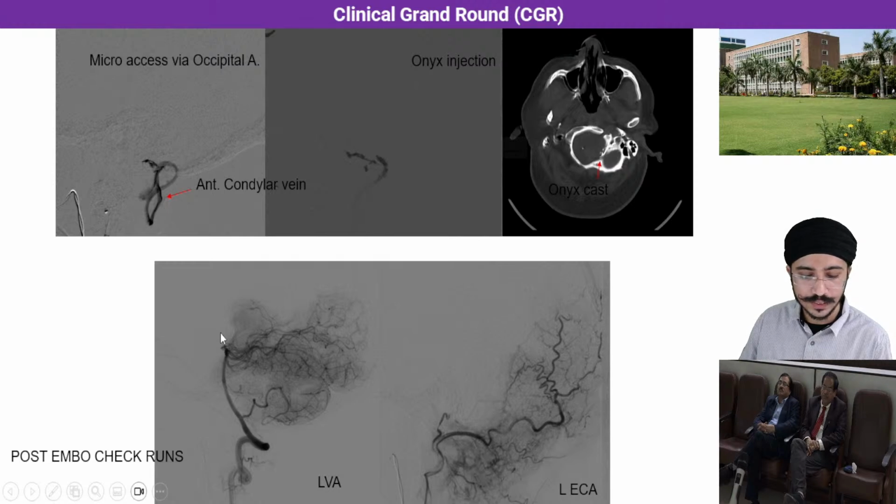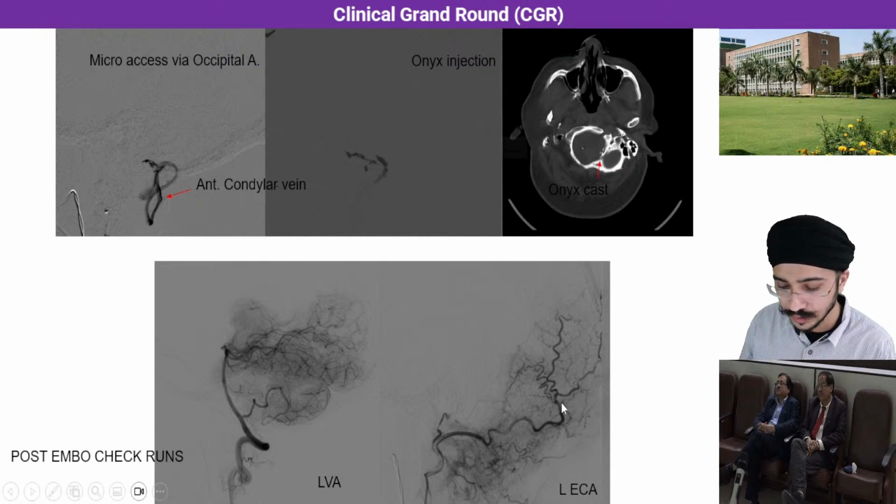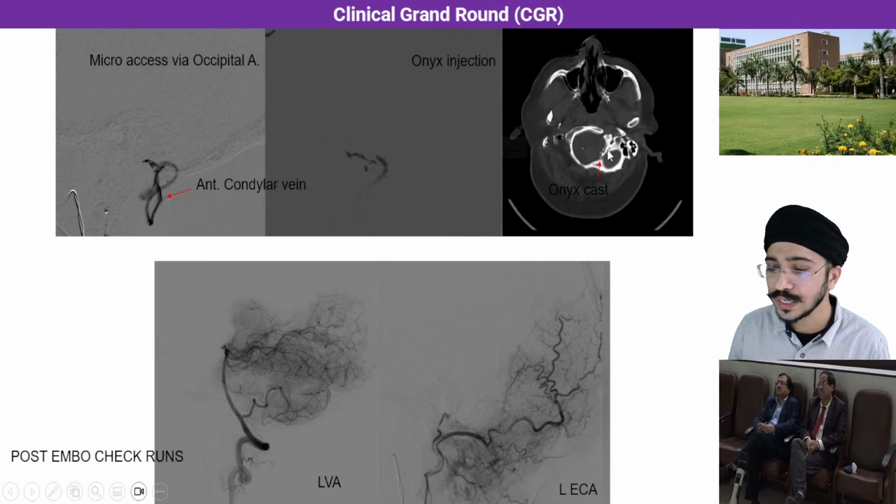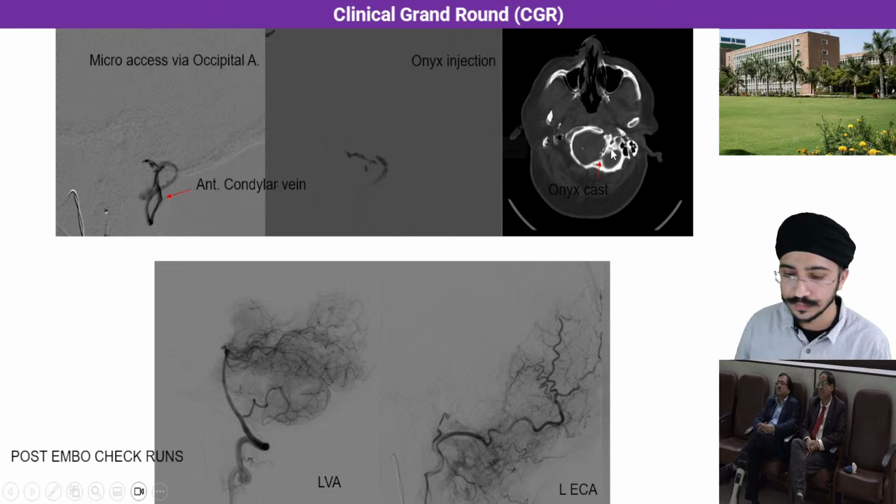This is the LVA check run, which revealed the complete obliteration of the fistula, and this is the left ECA check run, which again reveals that there is no venous side filling now. This is the Onyx cast, which we can appreciate on the axial CT bony window in the condylar canal on the left side.